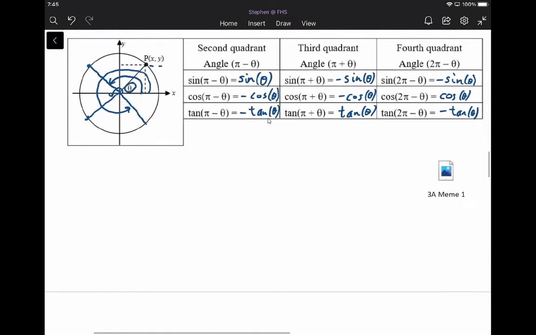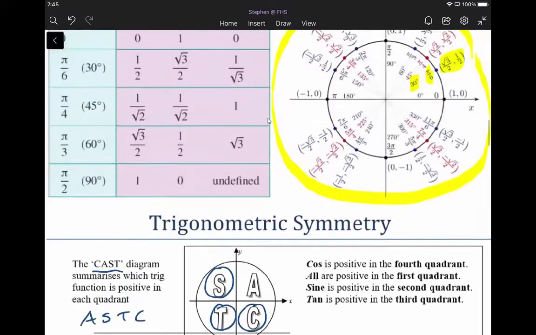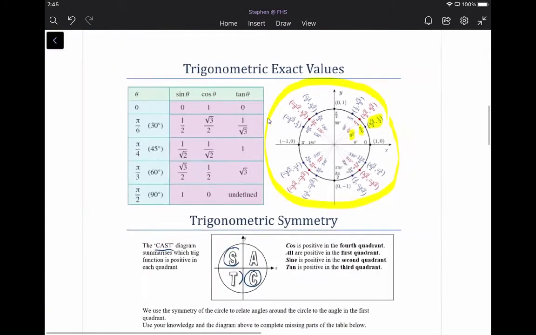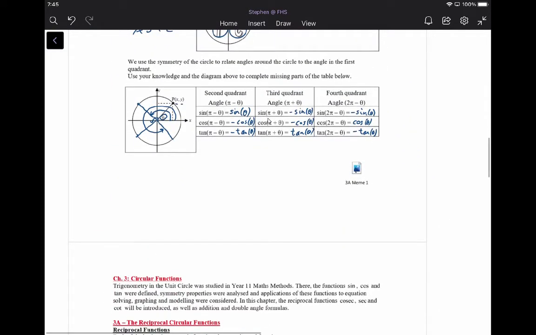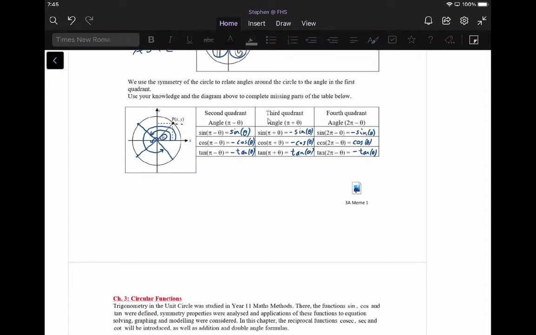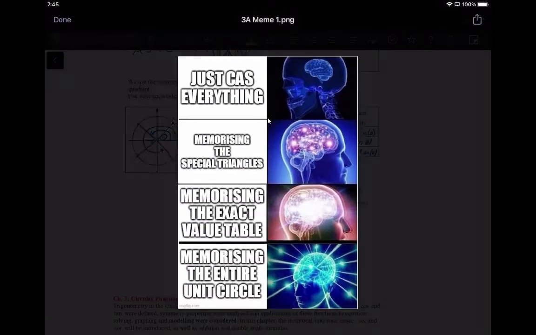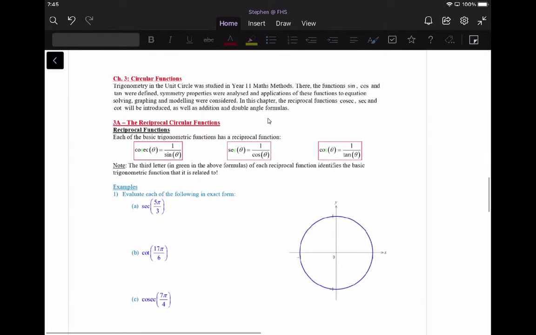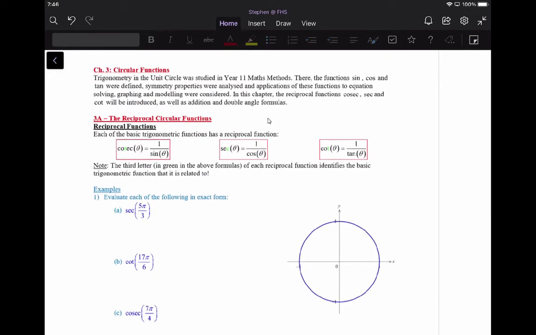Okay, so you can of course look at this diagram here and learn every single coordinate, or you can just learn symmetry. If you learn symmetry, this is what's going to happen. You can either just put everything in the CAS, or you can memorize the special triangles, or memorize the exact value table, or you can memorize the entire unit circle. It's up to you, but I would strongly recommend just using symmetry. It's much, much better.